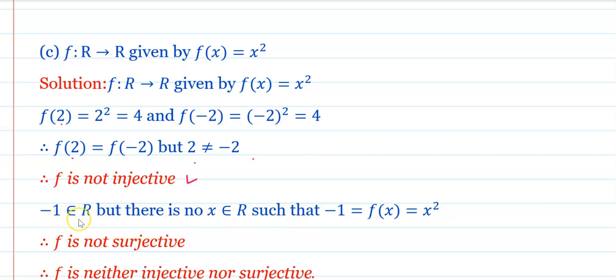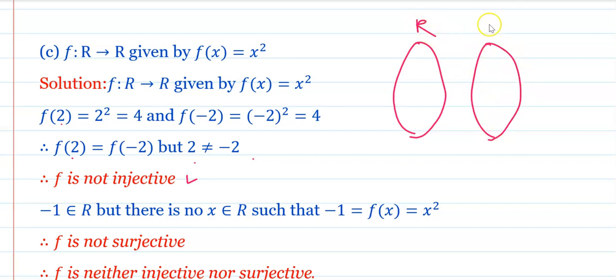Next, minus 1 belongs to set of real numbers. Okay, minus 1 belongs to set of real numbers. There is no x belongs to set of real numbers such that minus 1 is equal to f of x is equal to x square. पुन्हा मी इथे हाच concept जर सांगायचा असेल, then I will have this is again the two sets R and R. If I treat this as the A and this as the B, again the 2 has the image 4, minus 2 has again the image 4.